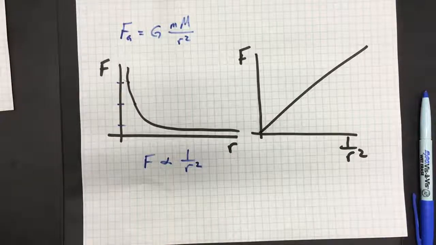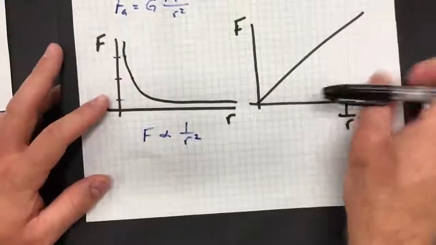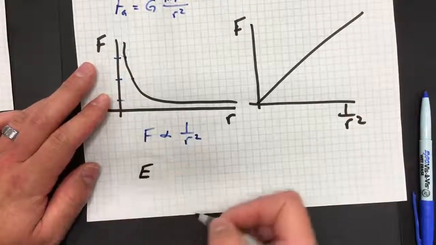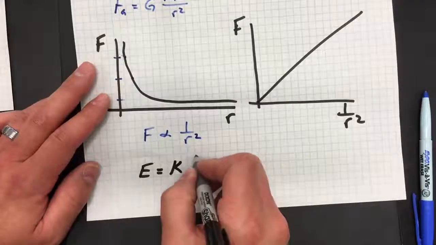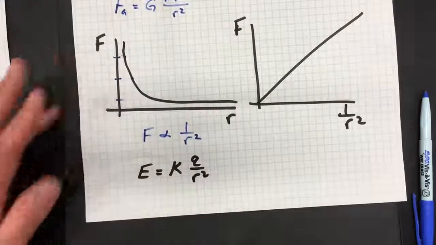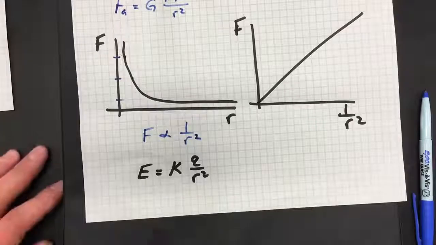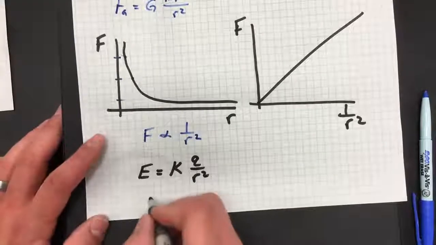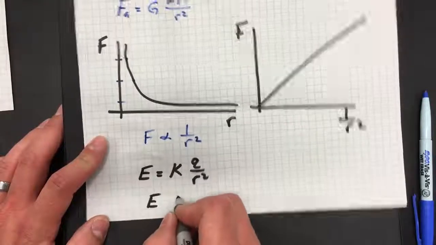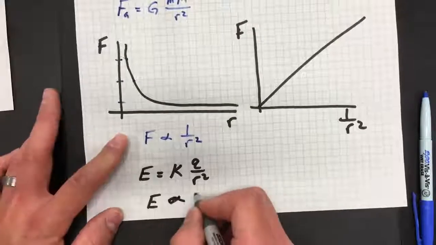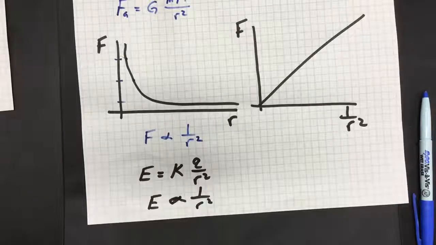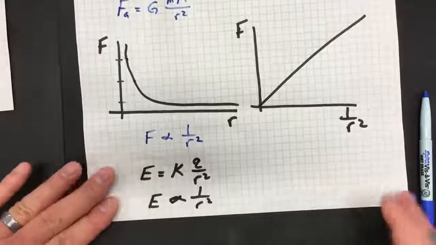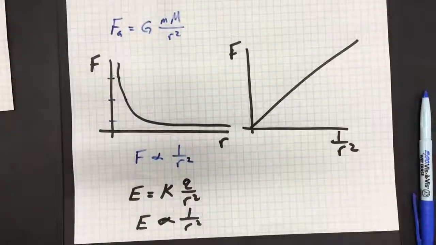We did this graph in honors physics for the electric field. So we can find out the proportionality between E and r. E was proportional to 1 over r squared. Very similar type of linearization there.